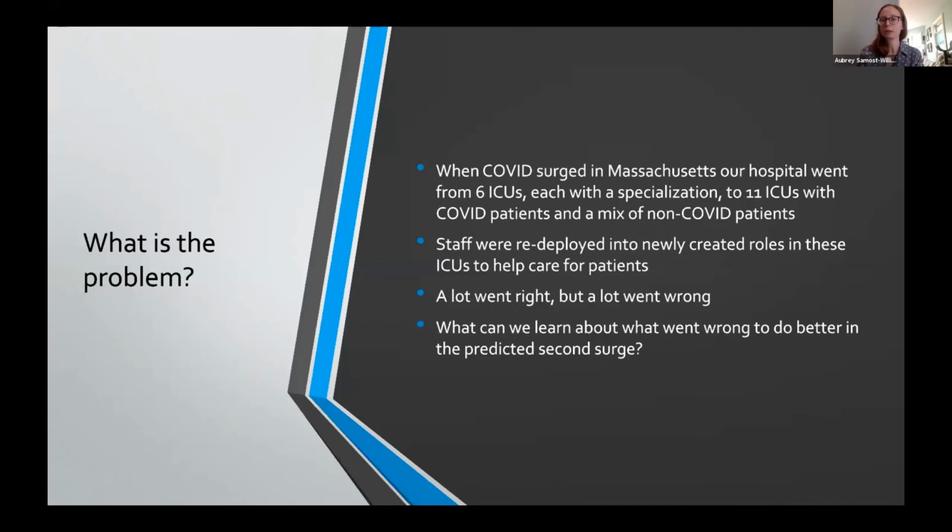And clearly a lot went right. We got a lot of patients out of the hospital, but a lot went wrong throughout this process. So we want to know, what can we learn about what went wrong to do better in the predicted second surge? Because we don't think that we're out of the woods yet. And it seems foolish to have these wonderful safety reports that we don't really analyze or learn from.